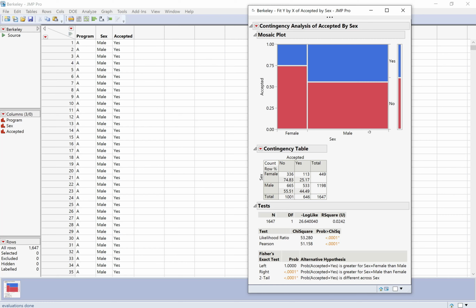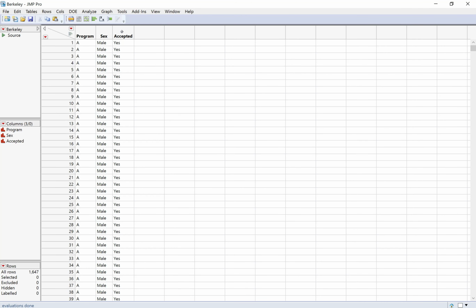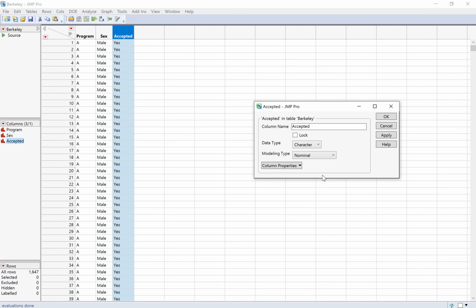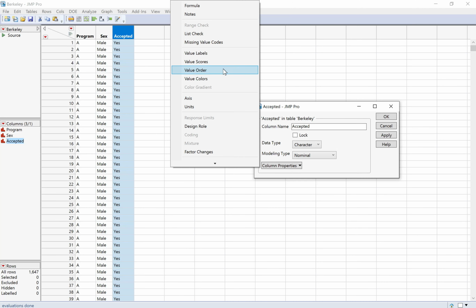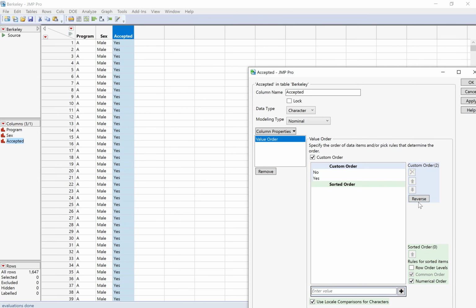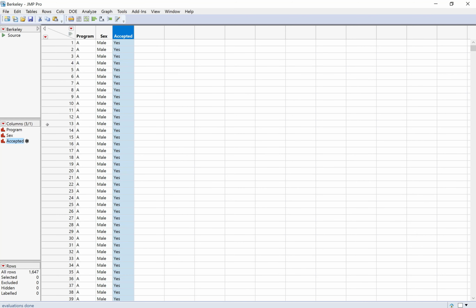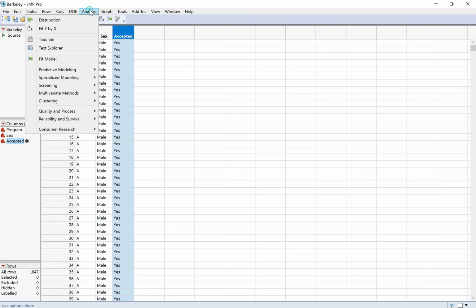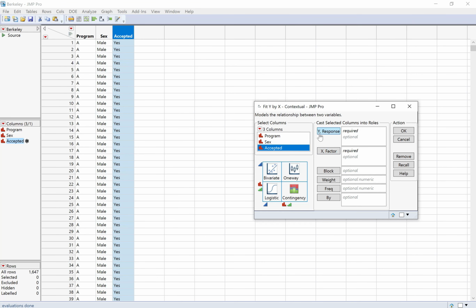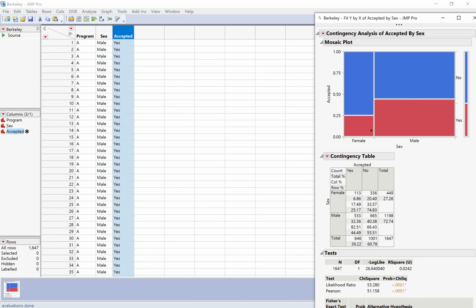I'd rather reorder my categories. So let me show you how to do that. I'm just going to go back to the column. I'm going to double click accepted. I think you could also right click it and go down here to the column properties and change the value order. So I'm just going to switch yes and no, reverse the order here and click OK. And I can tell that it worked because I've got a little asterisk next to accepted. That's just telling me that it's been altered. And let me do fit y by x again, but now with the modified variable. Okay, so now we've got yes on the bottom.